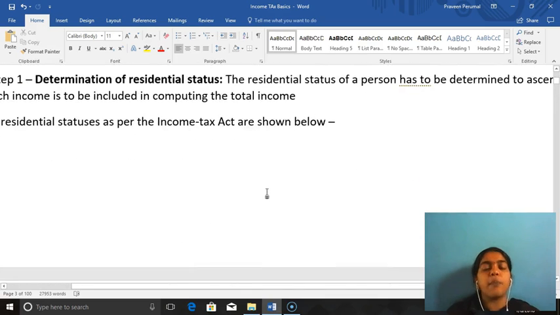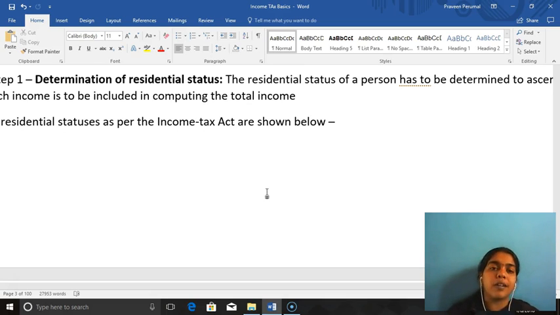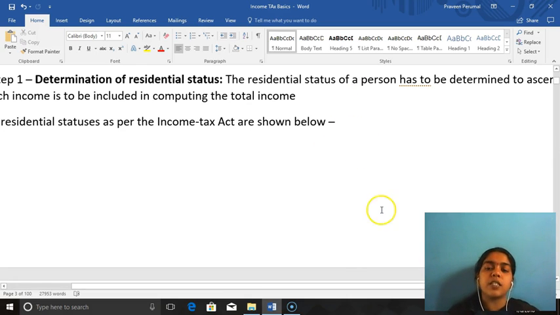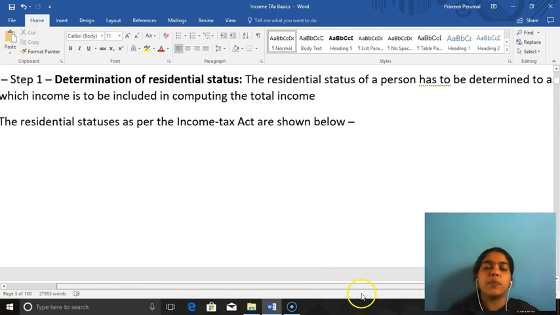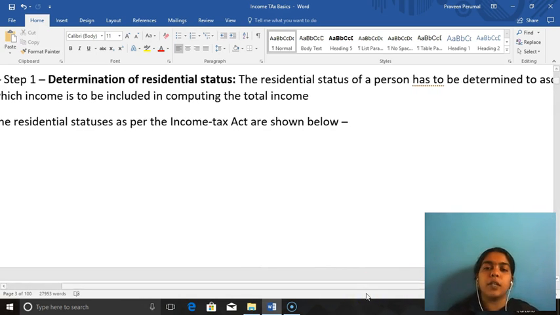So why is it very important to find out the residential status? Because the total income is to be calculated after determining the residential status only. For example, there are certain incomes which are to be included for a non-resident, which are not to be included for a resident. So depending upon the residential status, the application of rules also varies. Therefore, residential status of a person has to be determined to ascertain which income is to be included in computing the total income.